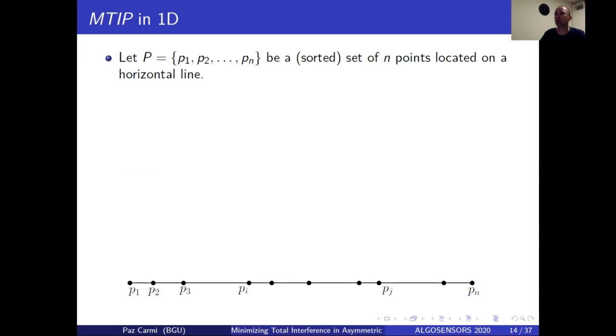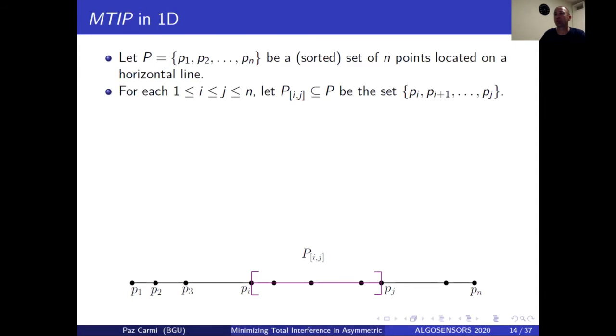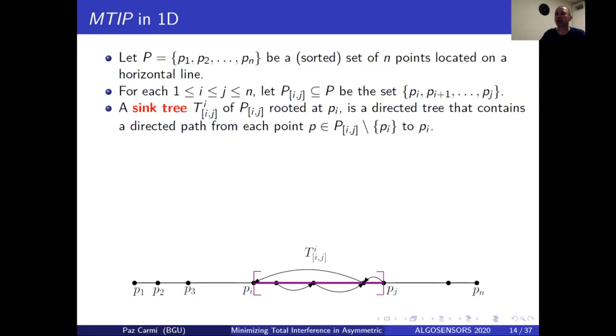Let P be a set of endpoints sorted on a horizontal line such that Pi is to the left of Pi plus 1. For each i and j such that j is bigger or equal than i, we denote Pij as a subset of P which contains all the points Pi plus 1 up to Pj. A sink tree T sub ij sinked at i of Pij is rooted at Pi, a directed tree that contains a directed path from each point P in Pij except Pi to Pi. You can see in the figure a tree Tij rooted at i that is directed towards Pi. Pi is the sink of this tree. Always the superscript is with the sink of the tree.